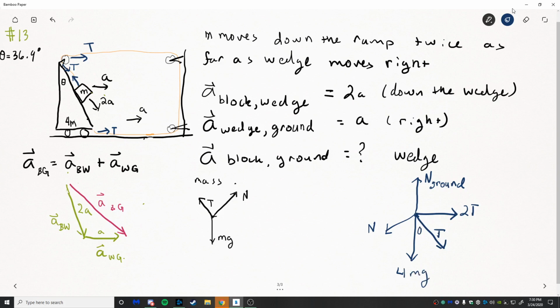And I believe this is going to be your angle theta, right? Over here. These free body diagrams look horrible. This is what it is, though.